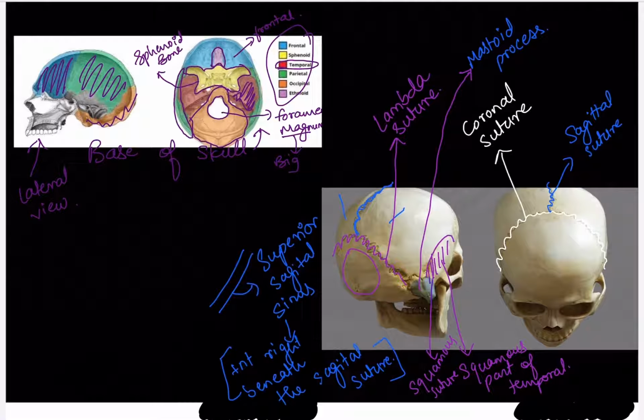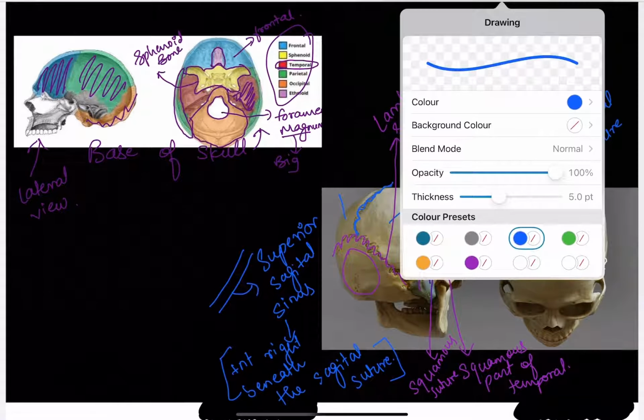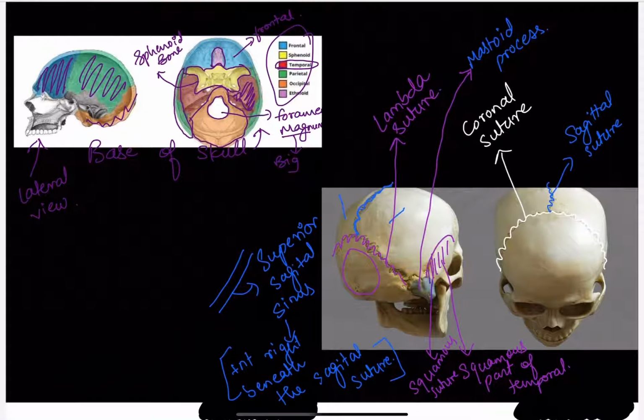There's one more thing remaining that I forgot to tell you, that is this part. Here two sutures are meeting. Can you see them? The one is the coronal suture, the white color. The blue color is the sagittal suture. The place where they meet is called the bregma. What is it called? Bregma point.